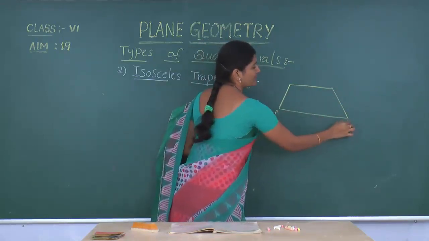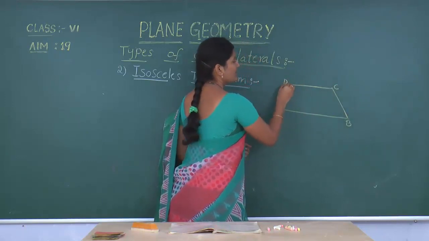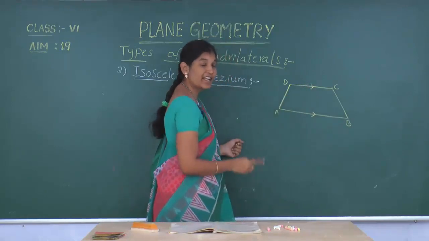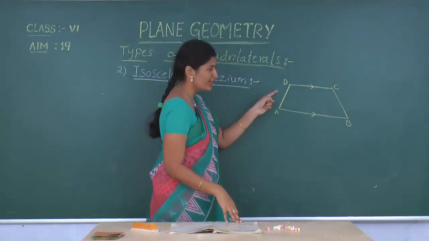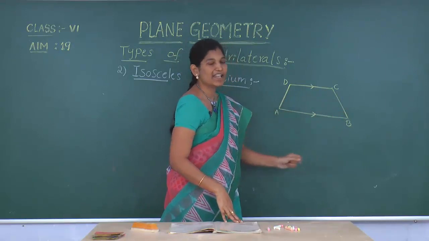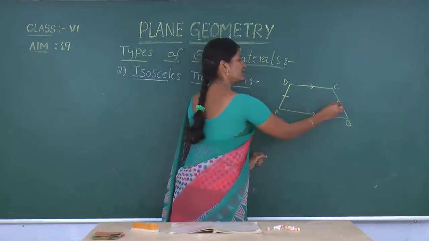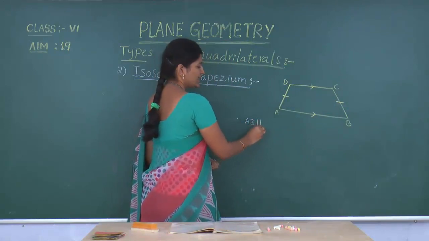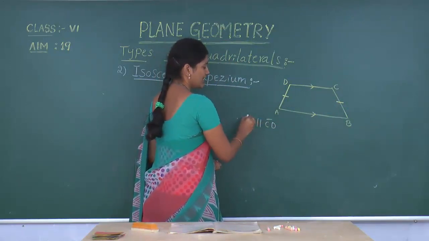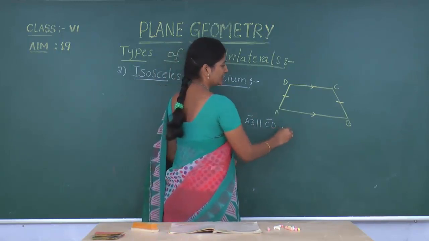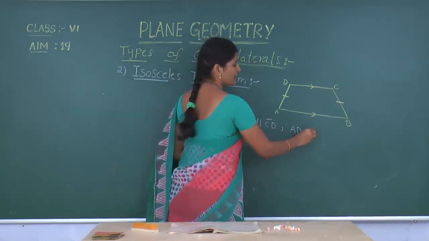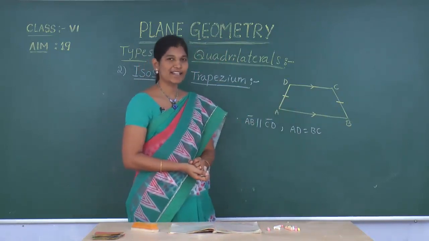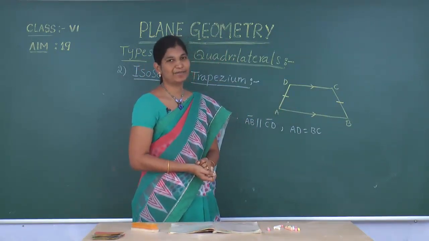And let me name them. It is ABCD, and here AB is parallel to CD, and the non-parallel sides, we know, are AD and BC, which are equal. Now here AB is parallel to CD and AD is equal to BC. Then that type of trapezium is called an isosceles trapezium.